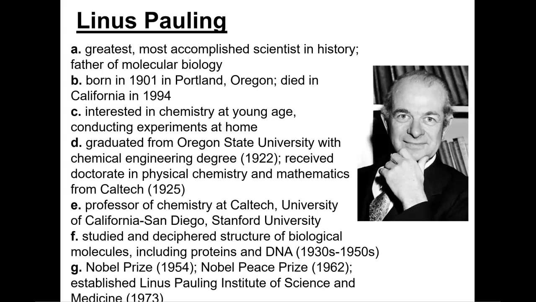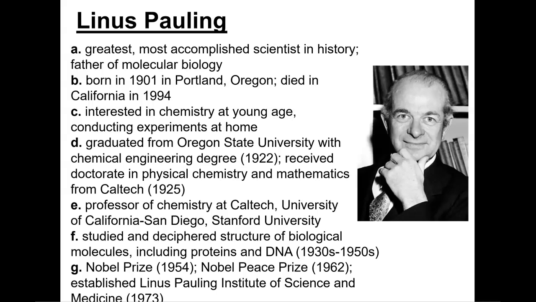This is Linus Pauling. He's the greatest, most accomplished scientist in history and known as the father of molecular biology. He was born in 1901 in Portland, Oregon, and he died in California in 1994. He was interested in chemistry at a very young age, so he collected different chemicals and cleaning substances, and he conducted different experiments at home when he was young.